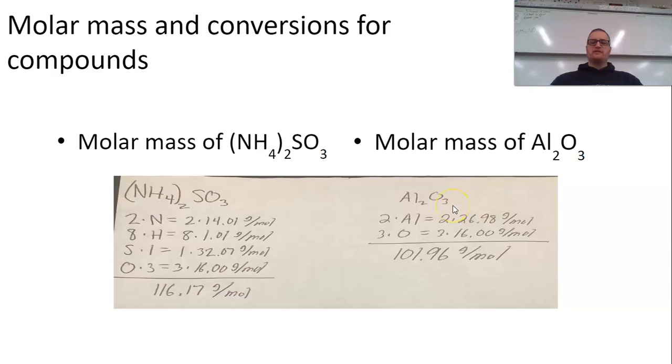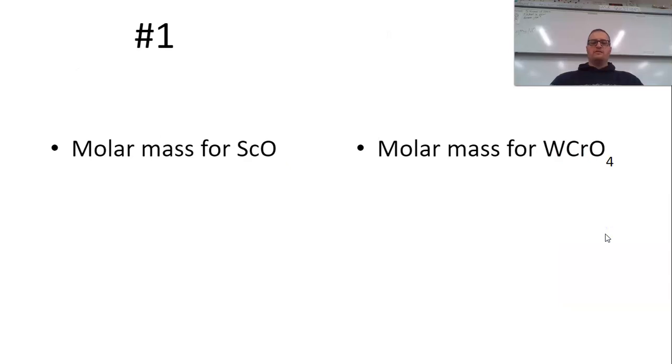Aluminum oxide over here, a little simpler, 2 aluminum, 3 oxygen. Multiply those times the molar masses, gets our 101.96. So molar masses are dependent upon the chemical formula, not the number of atoms that are present, because this one has many, many more atoms than this, but is only slightly heavier. So give yourself a try for these two, pause it now, and come back and see the solutions.